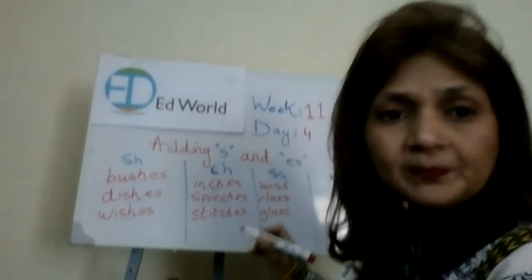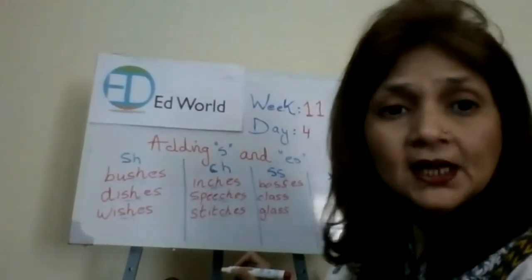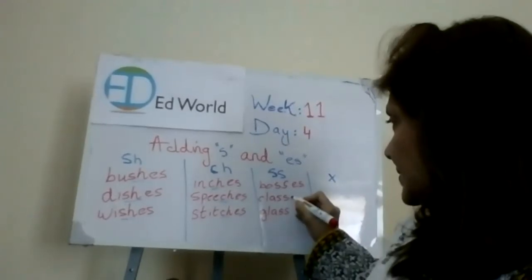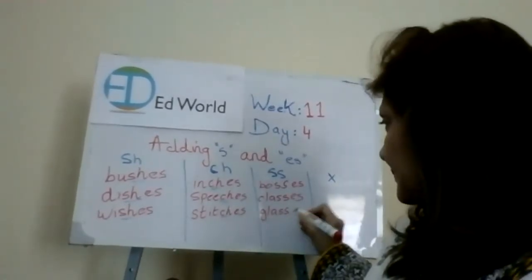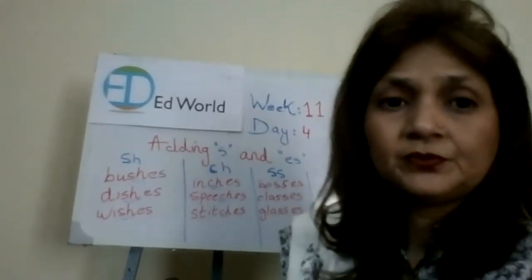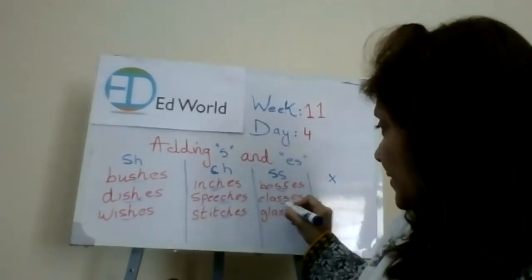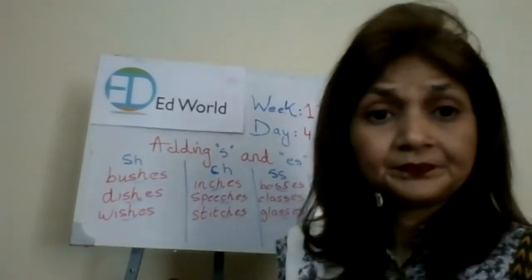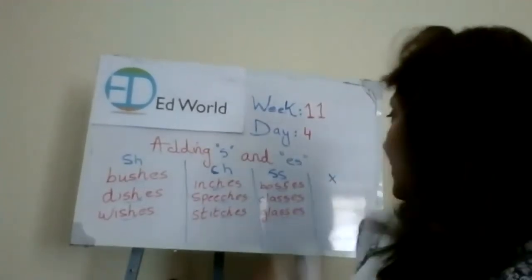So boss will become bosses, es. Class will become classes. Glass, glasses. See, these words we have added es because they ended with double s. Understood?